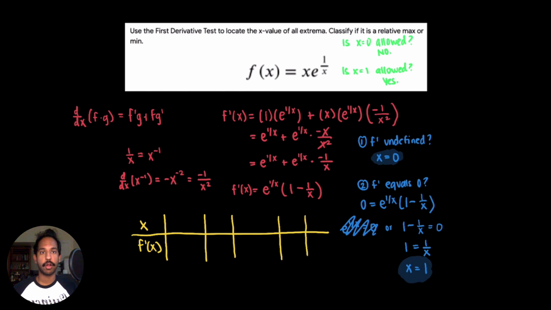I set up my chart. We want to have 0 and 1. We know that at 0, the derivative is undefined, and at 1, the derivative equals 0. All right, but what about in these three intervals? Let's check here, because this is going to tell us if it's a maximum or a minimum, if it's increasing or decreasing.